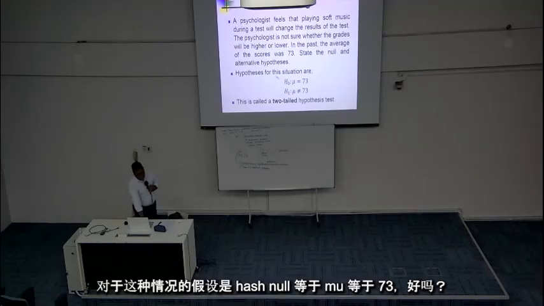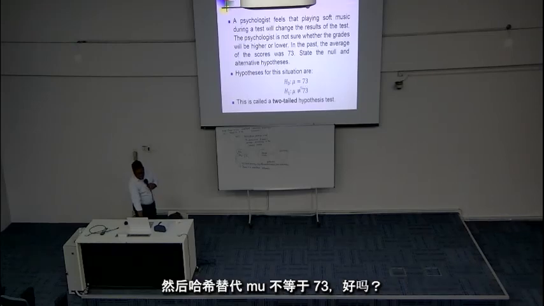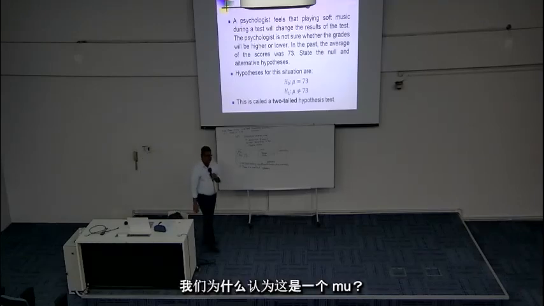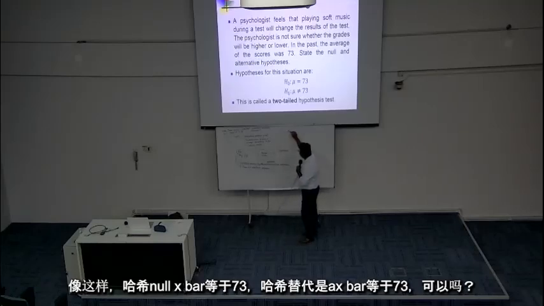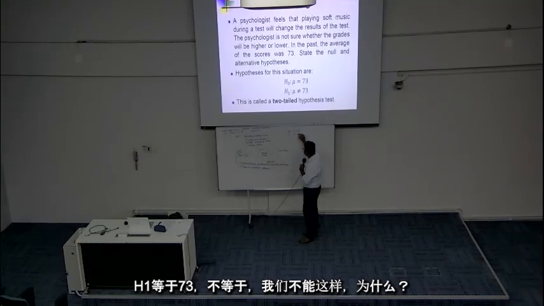The hypotheses for this situation are H null: mu equals 73, and H alternative: mu is not equal to 73. Why do we use mu? Because hypothesis testing is always about testing parameters. Therefore, we cannot write H null: x bar equals 73, and H alternative: x bar is not equal to 73. We cannot have it like this.